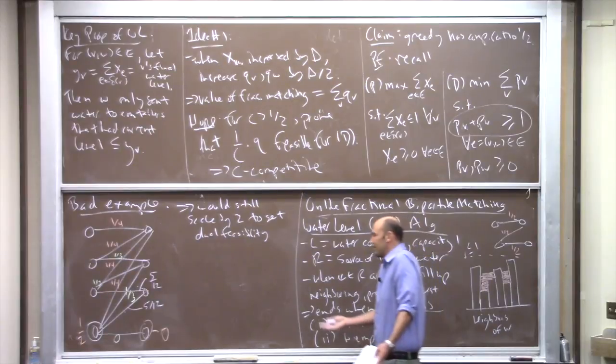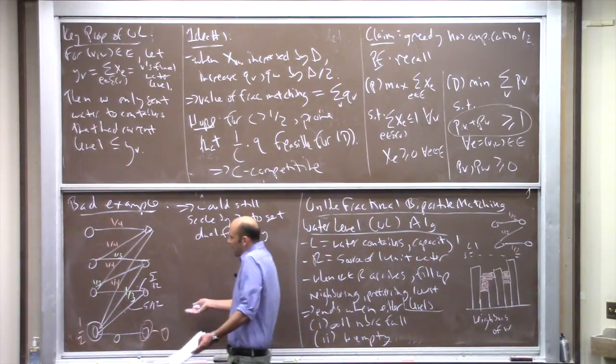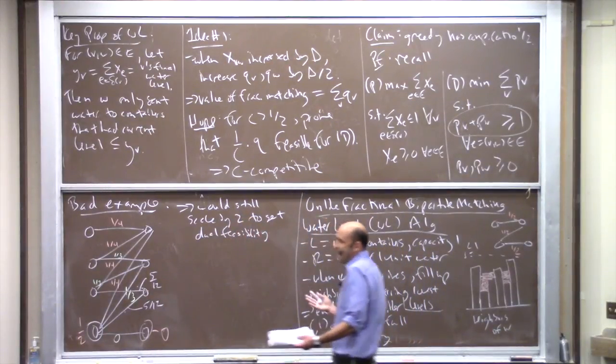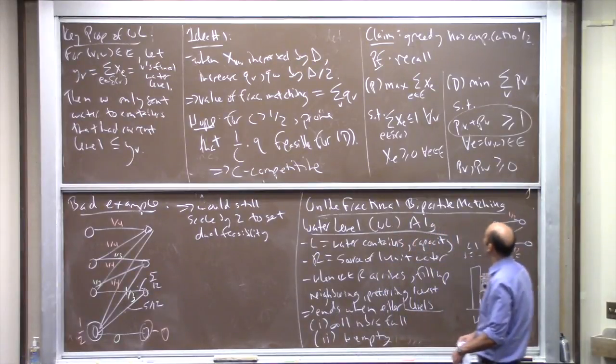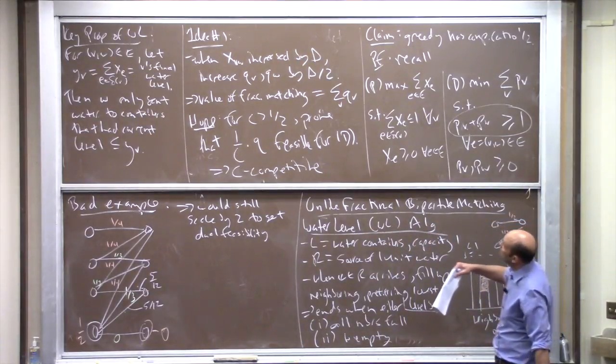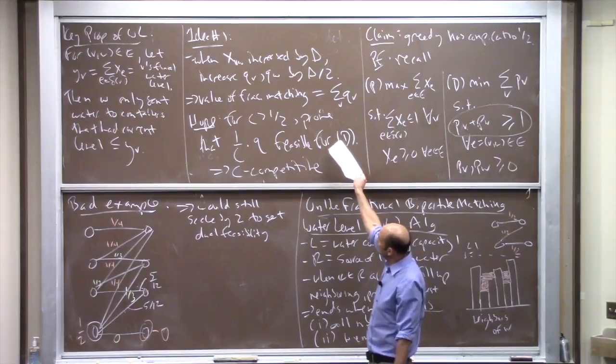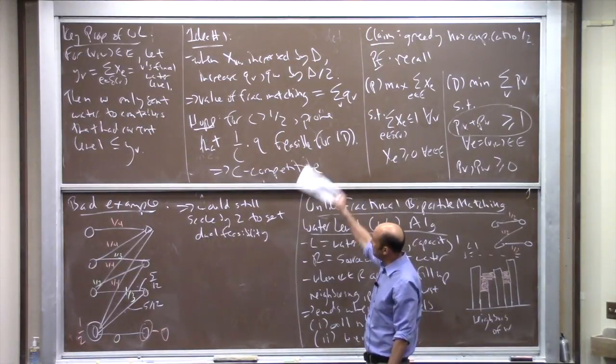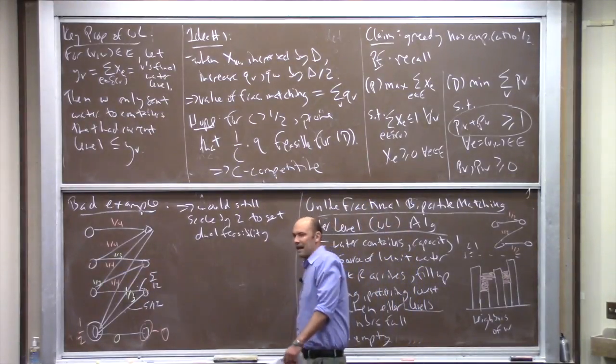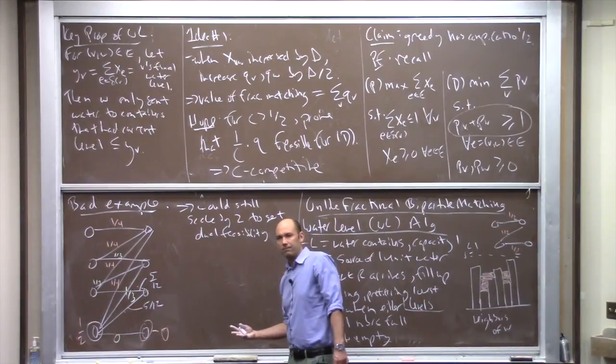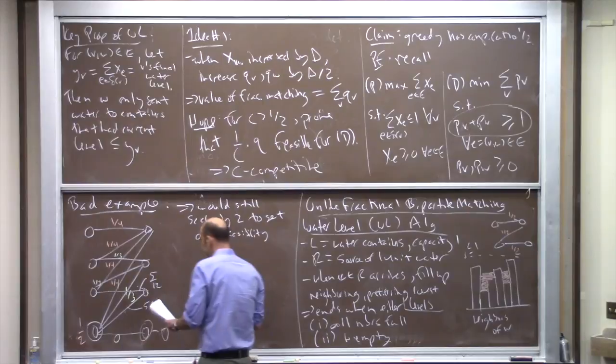The good news is this is a bad example for our particular analysis. So it's a bad example for idea number 1, but it's not actually a very bad example for the water level algorithm. It's not optimal here, but it's not actually doing all that badly either.